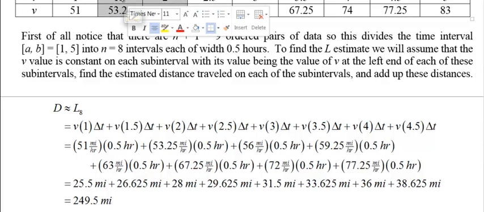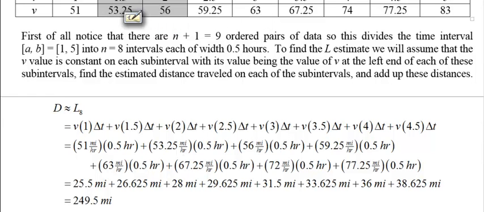The next half hour from 1.5 to 2, that's 2 minus 1.5, or delta t is 0.5, and we use the left hand side to determine the velocity, which is 53.25. Half of that is 26.625 miles.